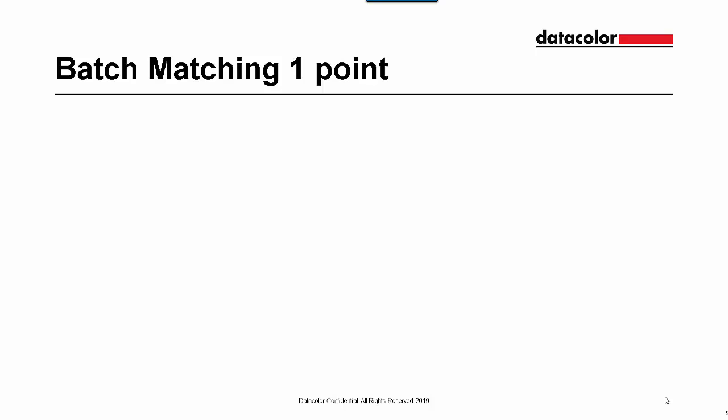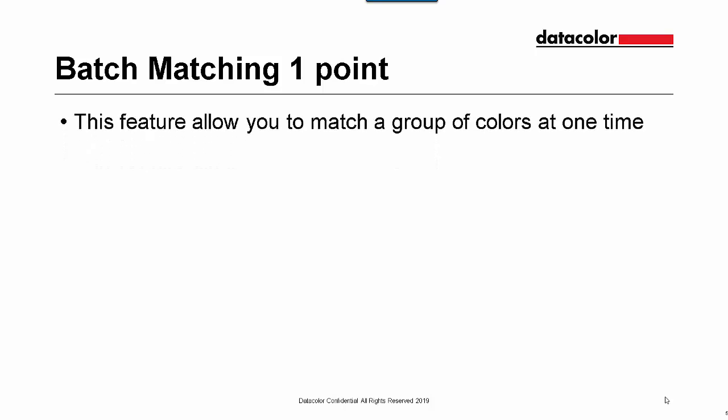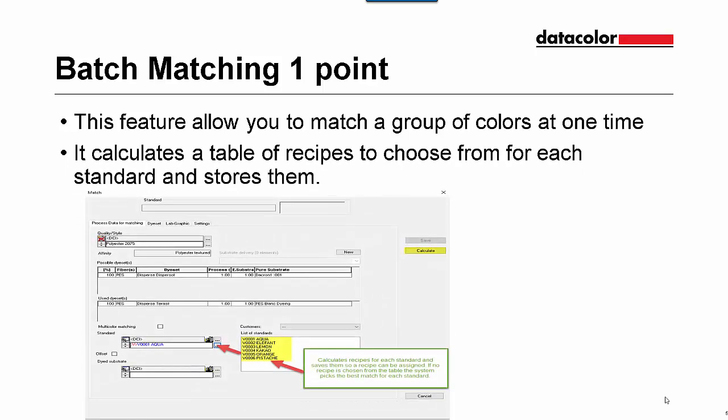Now we'll take a look at batch matching, and this is worth 1 feature point. This feature allows you to match a group of colors at one time. It calculates a table of recipes to choose from for each standard and stores them.